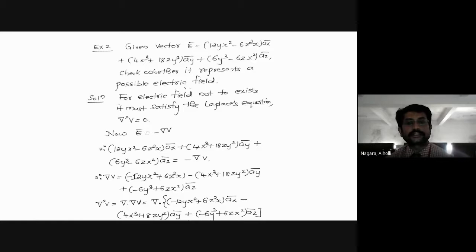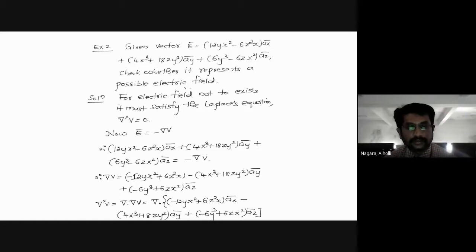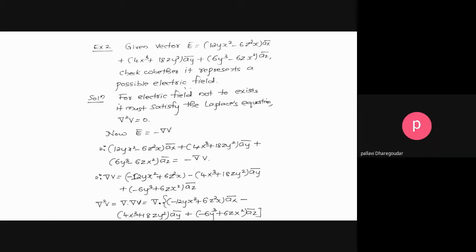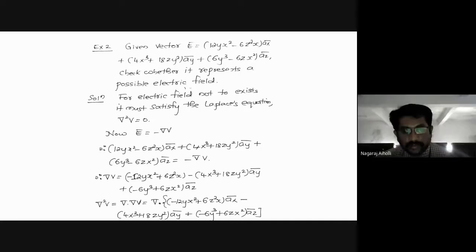Make it a little fast. Excuse me, sir. Yes, please. What happened? Sir, there your del V square is there, no, sir? Yes. In that, minus 6y cube plus will not come, no, sir? Minus 6zx square will come, no, sir? Az bar.